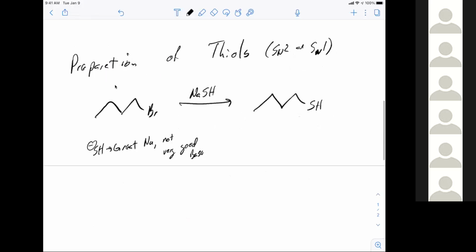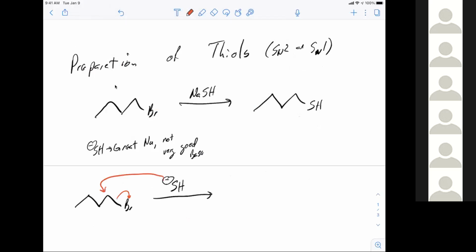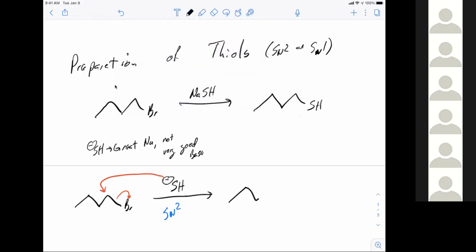So if we look at the mechanism on this one, we take our bromide, we get backside attack. This is an SN2 type process. Actually, in this case, it's not an SN2 type process. This is an SN2 mechanism, right? And we get the sulfur going up.